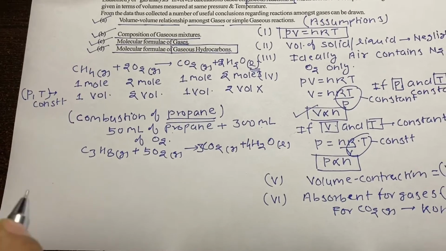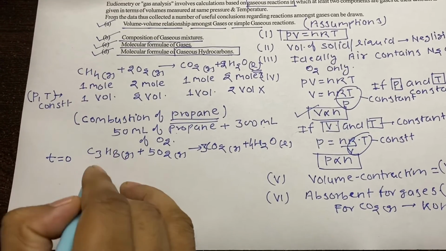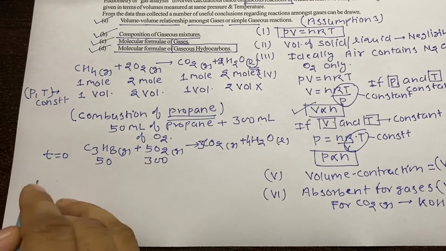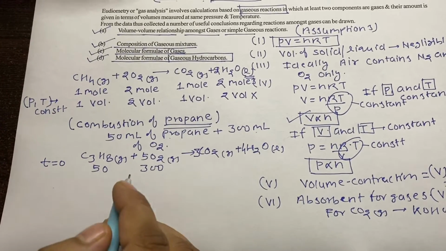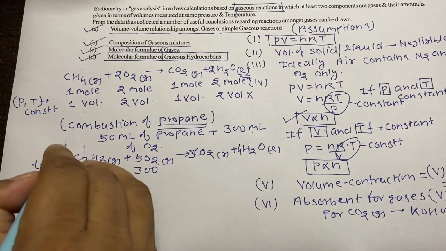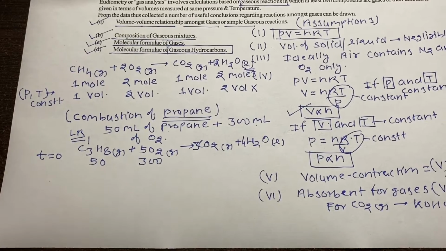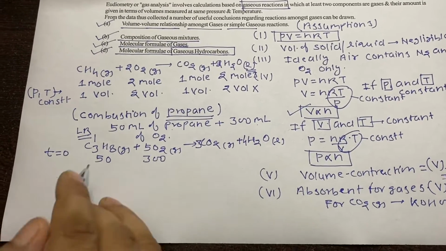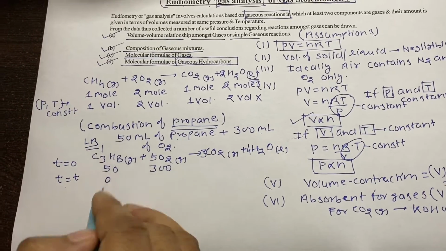So at t equal to 0, initially 50 ml of propane and 300 ml of oxygen are present. These will react as per the LR, limiting reagent, concept. So definitely in this reaction, the limiting reagent is propane. We discussed the limiting reagent concept in the simple stoichiometry videos. You can watch the video. So at t equal to t, this will become 0.